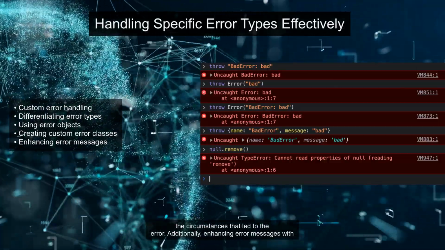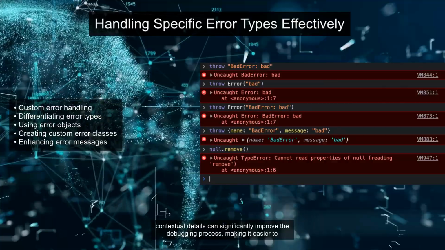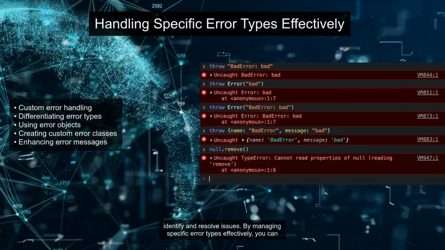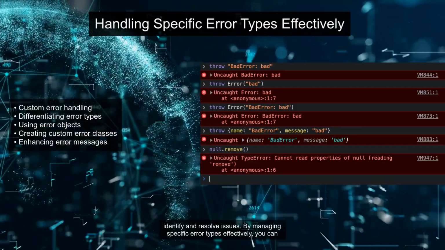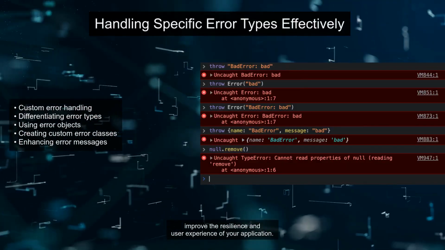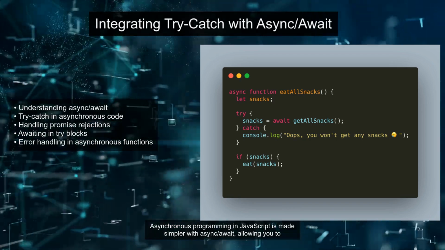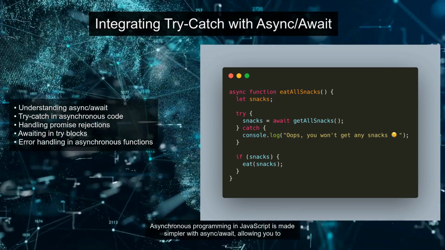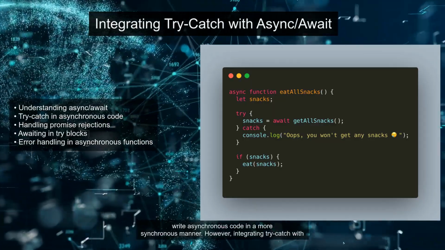Additionally, enhancing error messages with contextual details can significantly improve the debugging process, making it easier to identify and resolve issues. By managing specific error types effectively, you can improve the resilience and user experience of your application. Asynchronous programming in JavaScript is made simpler with async/await, allowing you to write asynchronous code in a more synchronous manner.